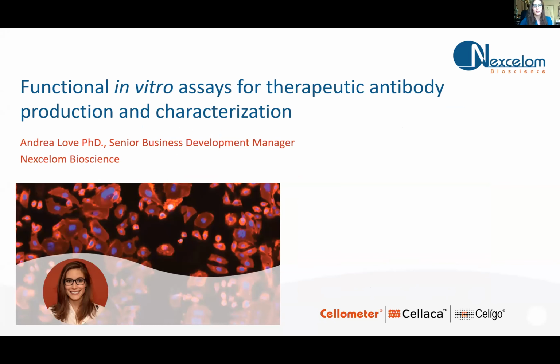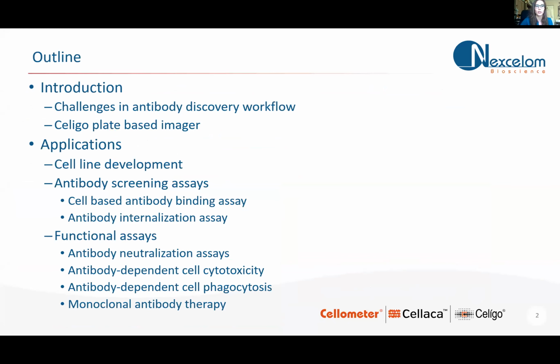I'm going to present a little bit of data using image-based screening for screening and development for therapeutic antibody production. This is the overview of my talk for today. I'm going to focus mostly on the applications themselves, but I'm going to quickly touch base on some of the challenges in the antibody discovery workflow. And this is true for therapeutic antibody generation as well as research antibodies.